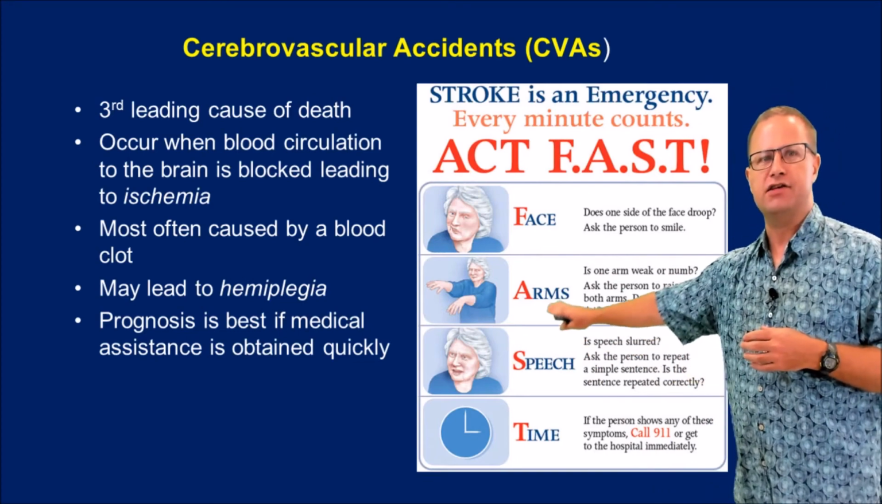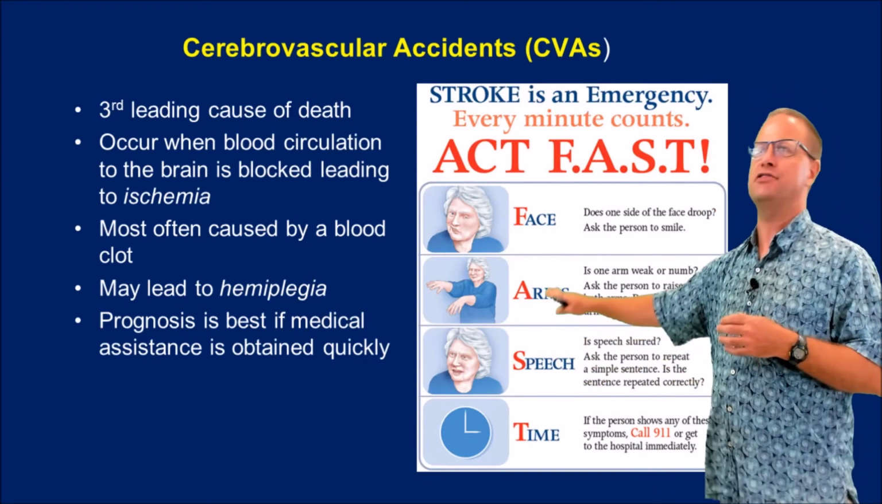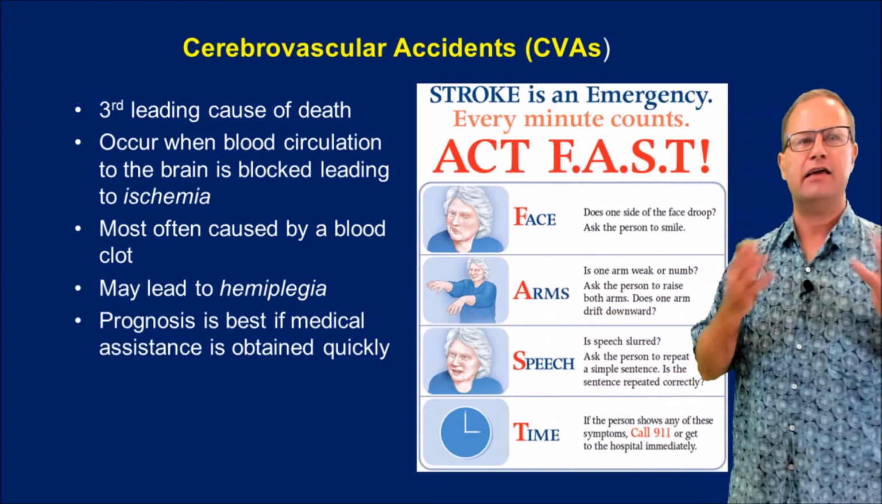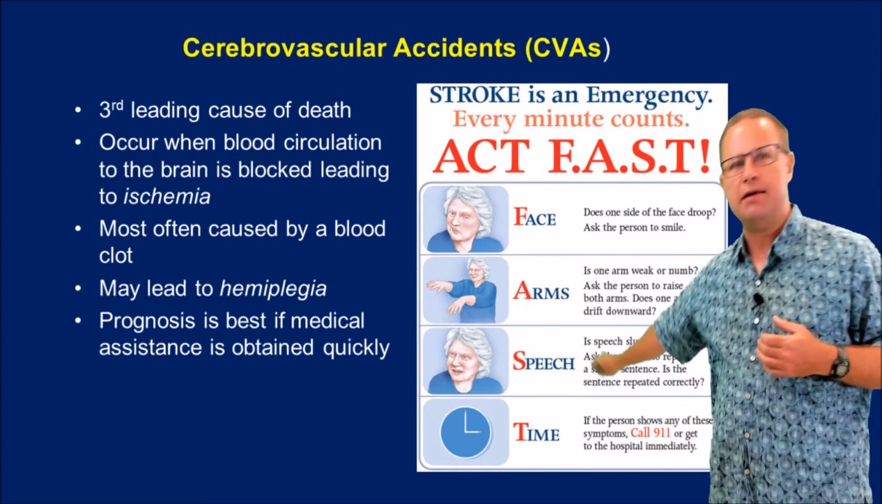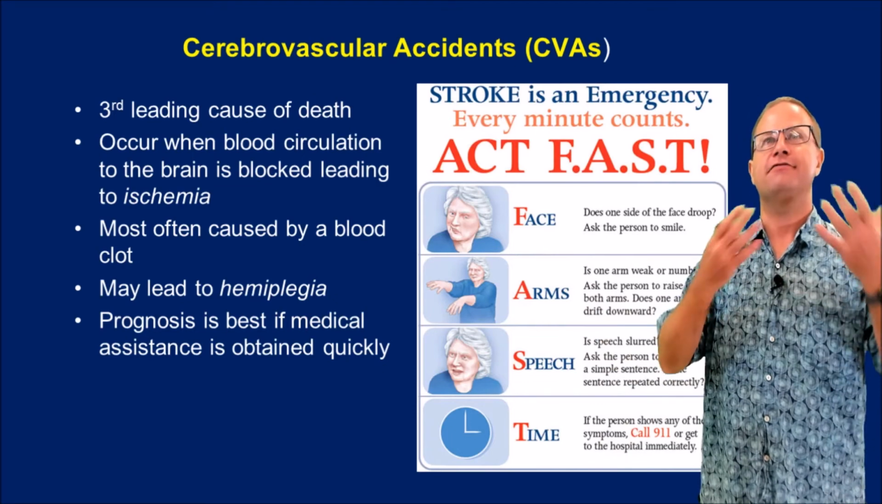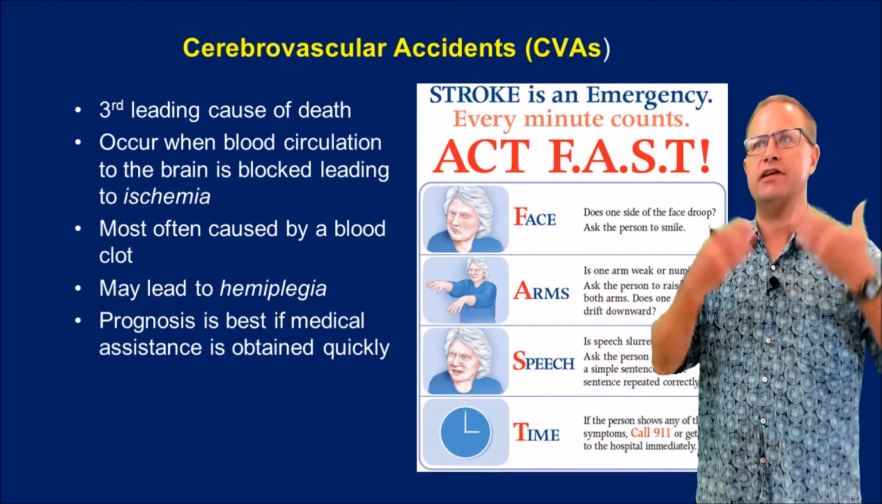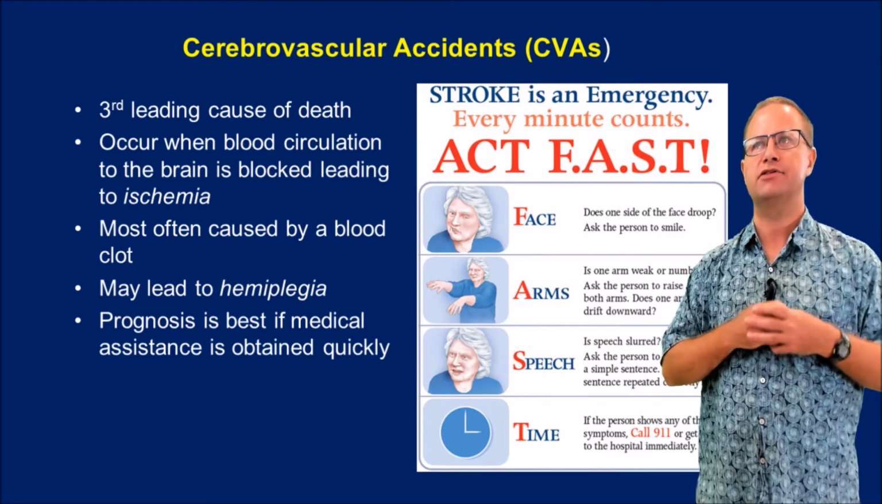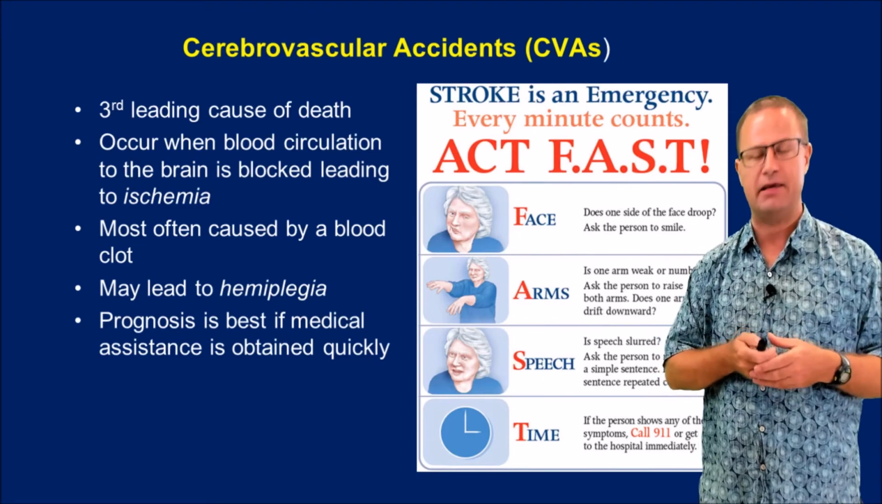Finally, speech is a really important indicator. If they're slurring their words and they're not drinking or something like that, that can be an indicator of stroke. And of course, time here means we have to act fast. The faster we get that patient into the hospital and treated with anticoagulants, the quicker they can resolve some of those symptoms and the better recovery they might be able to have.